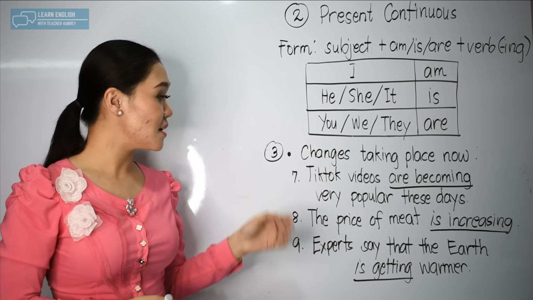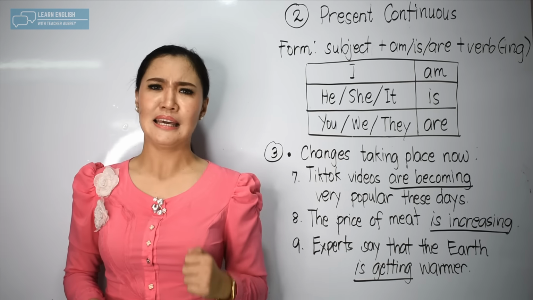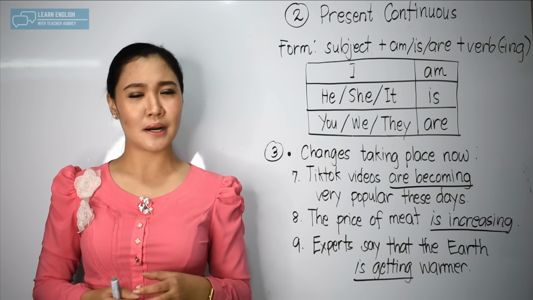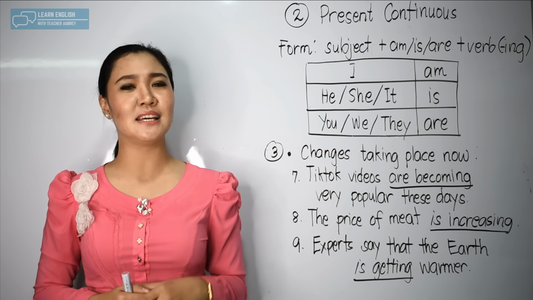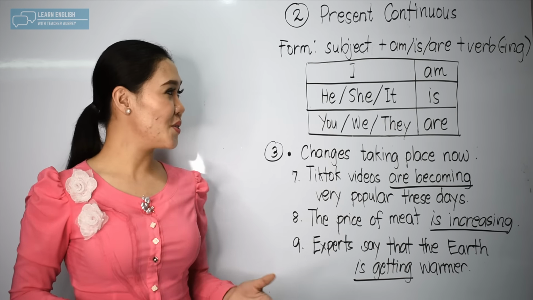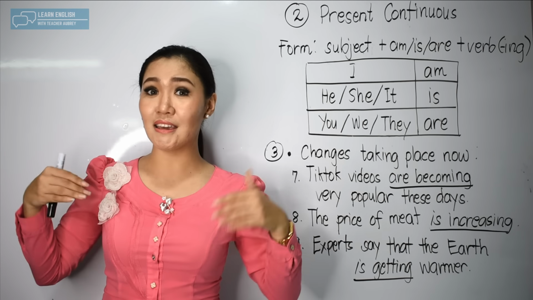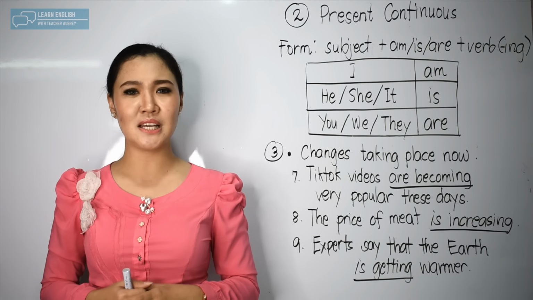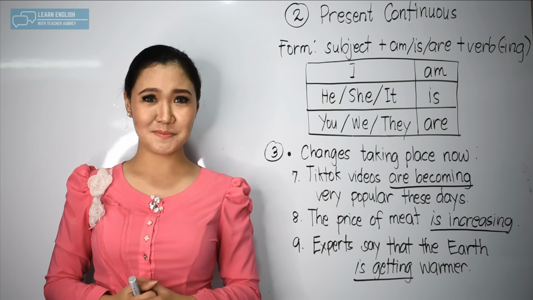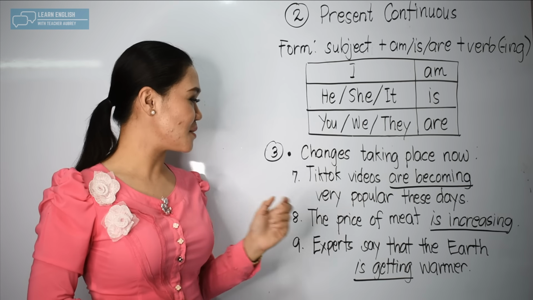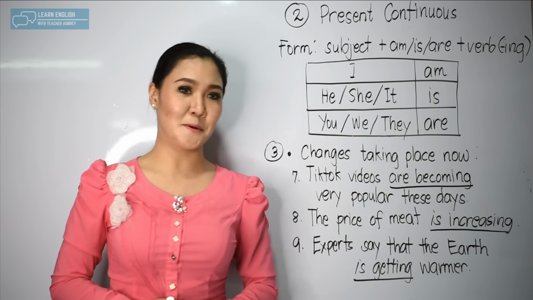Next example is the price of meat is increasing. O diba? Yung mga nanay na namamalengke, parang ayaw nang mamalengke sa mahal ng bilihin, lalo na ng baboy or ng meat. So, that is a change that is taking place now. Diba? Kasalukuyang nangyayari yan ang pagtaas ng mga bilihin. Magkano ang kilo ng baboy ngayon? Nasa 400 plus, diba? So, that's it. The price of meat is increasing.